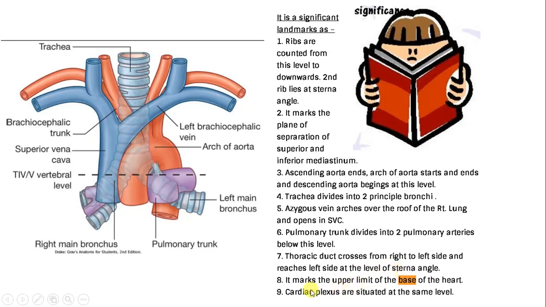That we'll see later on. The cardiac plexuses are situated at the same level. Here are situated the cardiac plexuses, the parasympathetic and sympathetic nerves which supply the heart. The superficial and deep cardiac plexuses are formed at this level, and the nerves supplying the heart are autonomic. Otherwise there is no spinal nerve supplying the heart. It's only the autonomic supply to the heart. The heart beats by itself.